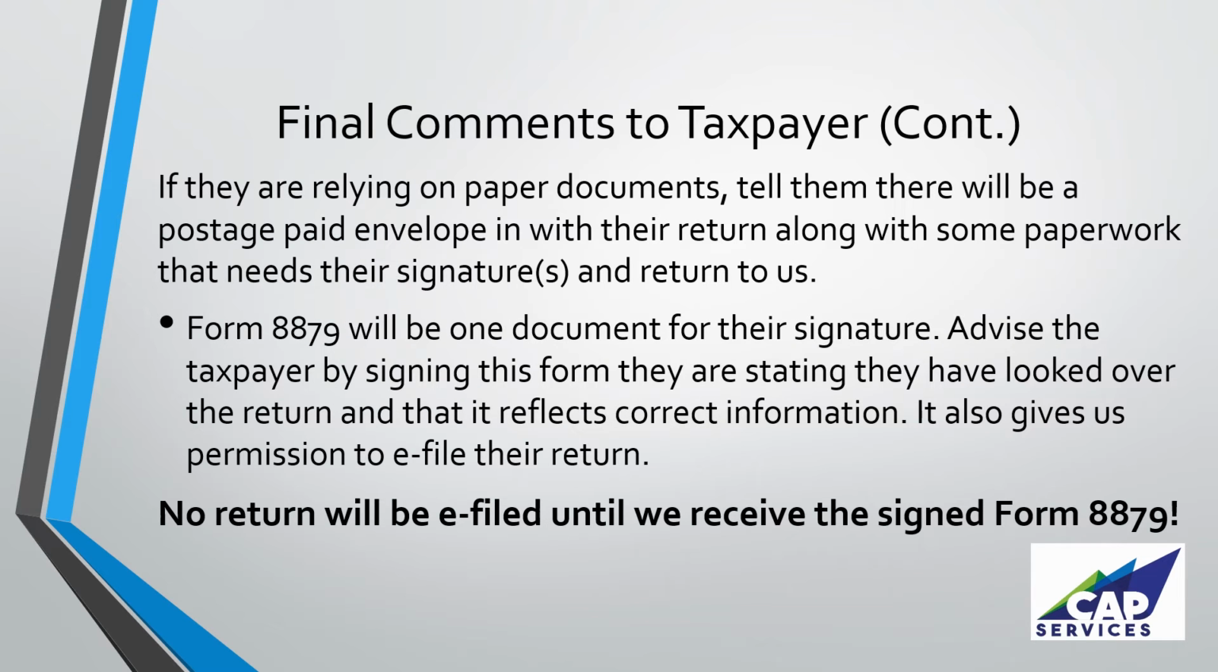If they are relying on paper documents, tell them there will be a postage paid envelope in with their return, along with some paperwork that needs their signature, and return it to us. The Form 8879 will be one document for their signature. Advise the taxpayer by signing this form, they are stating they have looked over the return and that it reflects correct information. It also gives us permission to e-file their return. Again, no return will be e-filed until we receive the signed Form 8879.